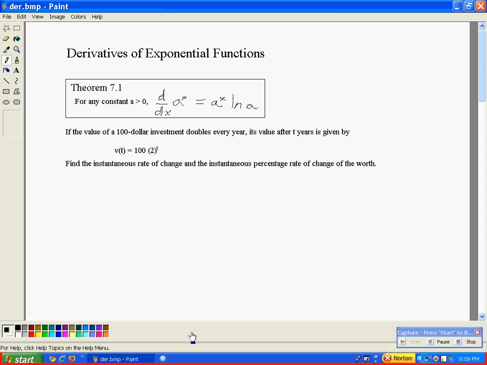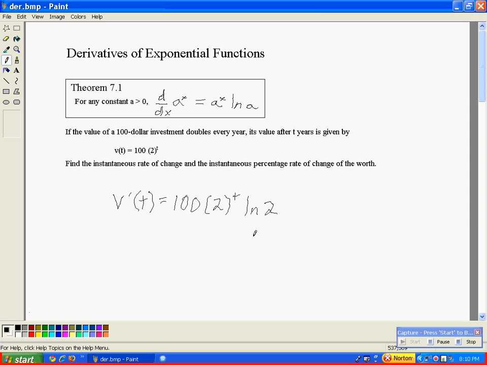And we can do that by taking the derivative. So let's do that. The derivative with respect to time will be 100 times 2 to the t times the natural log of 2.